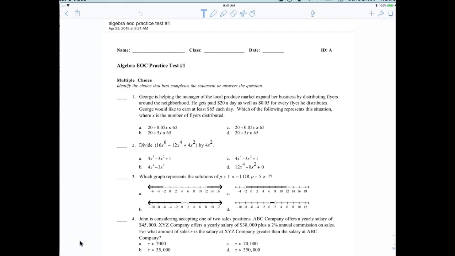All right, hopefully you had a little chance to look through some of these. If not, we're just going to work them together. Today we'll try to do the first half, and then tomorrow we'll do the other half. All right, so here we go.